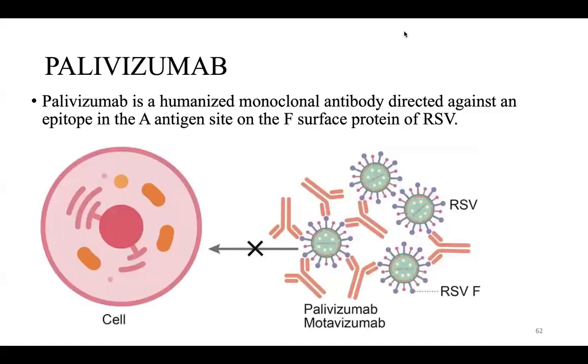Next drug, palivizumab. It's licensed for the prevention of RSV infection, a viral infection, in high-risk infants and children, such as premature infants and those with bronchopulmonary dysplasia or congenital heart disease.